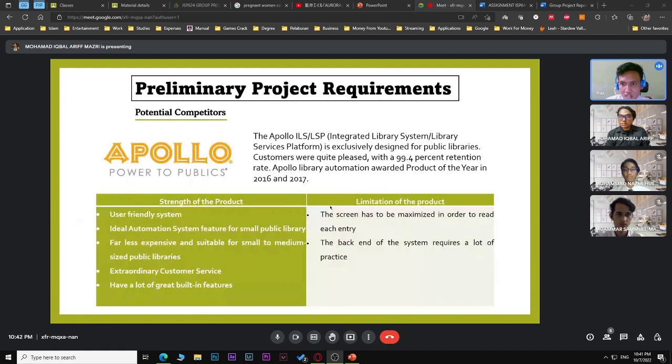The potential competitors are, firstly, Apollo Power to Republic. It is a company with an integrated library system and library service platform that provides services exclusively designed for public libraries.